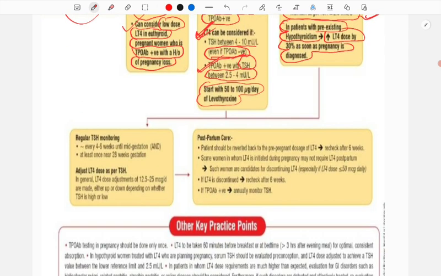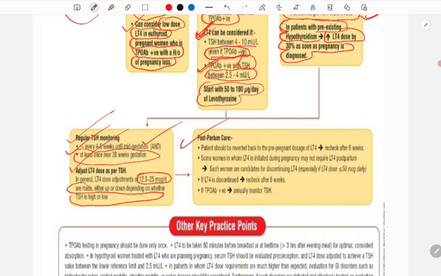Okay. Then how to follow up? You have to do regular TSH monitoring every 4 to 6 weeks until mid gestation, then at least once near 28-week gestation. You have to adjust the levothyroxine dose as per the TSH. In general, levothyroxine dose adjustments of 12.5 to 25 microgram per day are made, either up or down depending on whether the TSH is high or low.